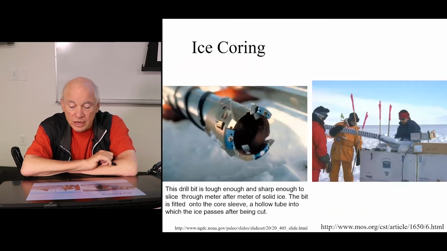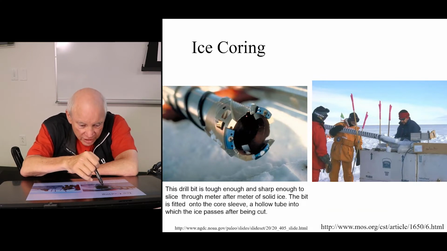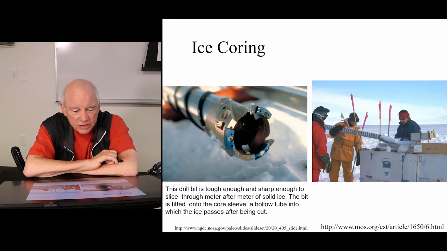So here's how we do ice coring. You just need a metal tube, and you need something sharp to cut through the ice, and you need something to keep the ice from falling out when you pull it out.